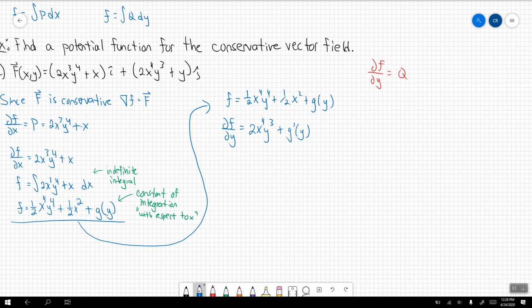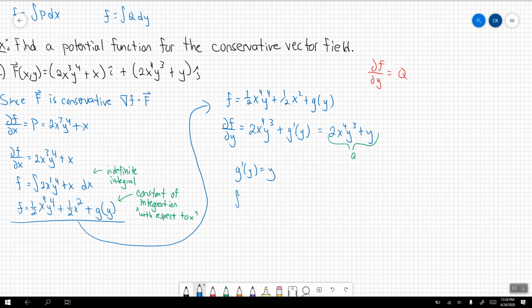And for us, q is this second component for this vector, which means this must be equal to 2x to the 4th y cubed plus y. Again, this was q. Now that's pretty good for us, because if both of these are equal to one another, look at this. 2x to the 4th y cubed, they're going to cancel, which means all that we're going to be left with is that g prime of y is equal to y. So all we have to do now is just go ahead and integrate, that way we can solve for g of y.